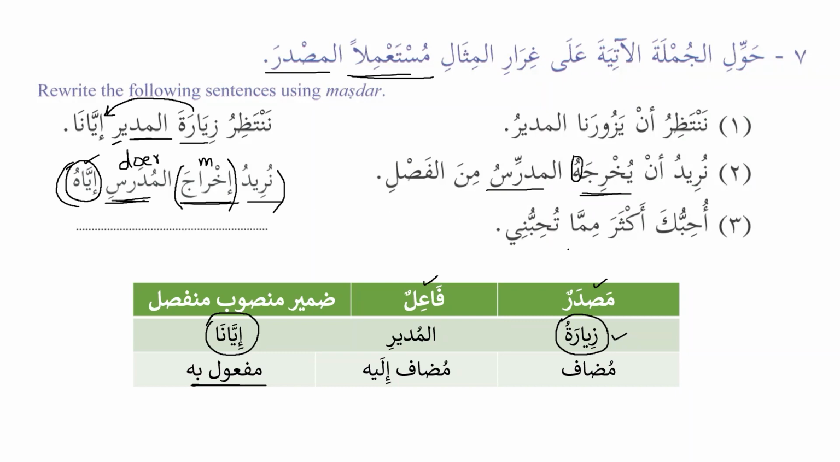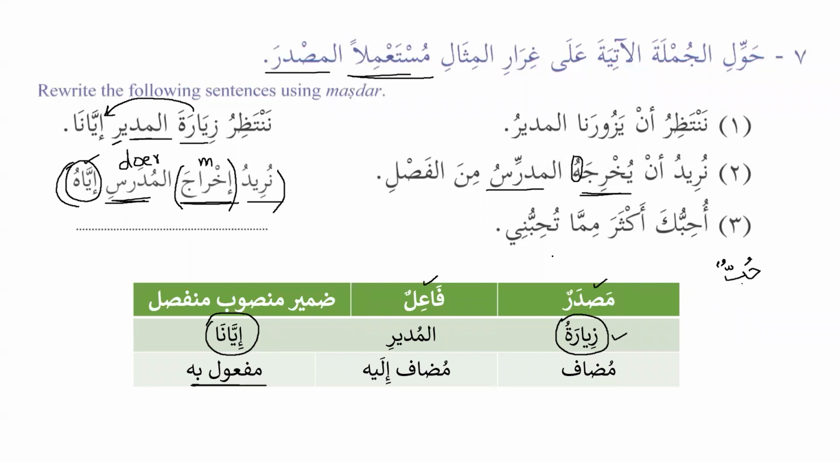Uhibbuka akthara mimma tuhibbuni. I like you more than you like me. Okay. Habba. This is basically ahabba yuhibbu ihbaban. However, in Arabic, the masdar that is used is hubbun. Instead of ihbab, the most common masdar that is used in the Quran and in Arabic is hubbun, and also mahabbatun. Hubbun is the most common one.